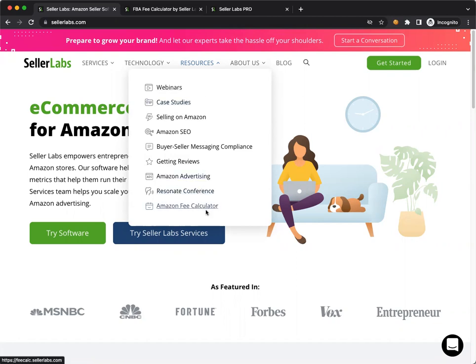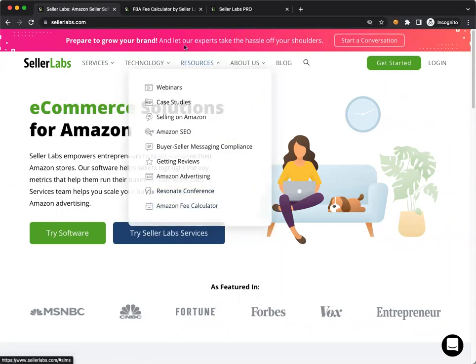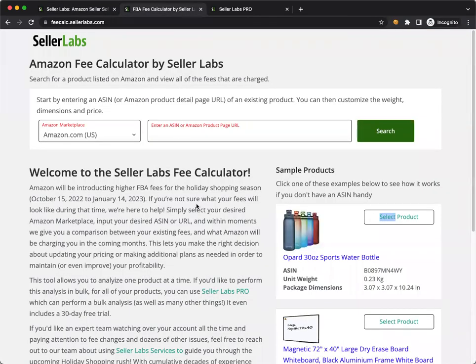And so what we've built is an Amazon fee calculator that can help you predict the fees that are coming up. So you'll find this on the sellerlabs.com homepage. If you just go to the resource section here, click on Amazon fee calculator, that'll take you to this new website, a free tool that we made. And on this website, it's pretty simple to use.